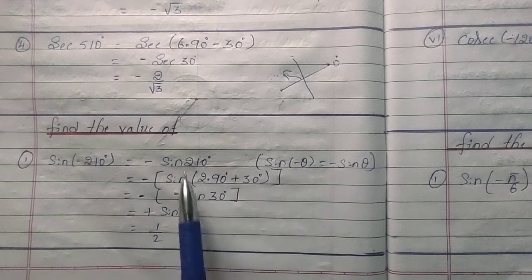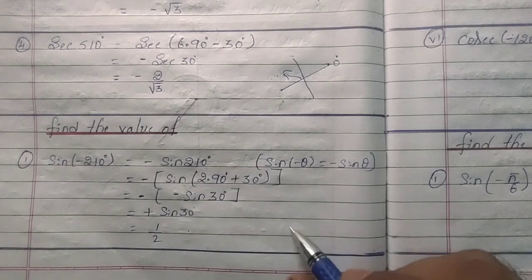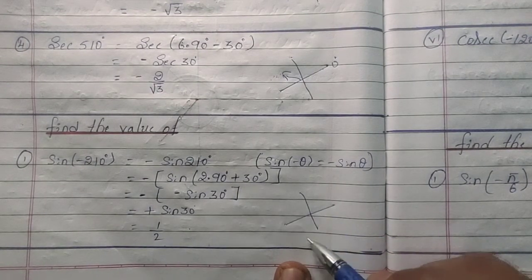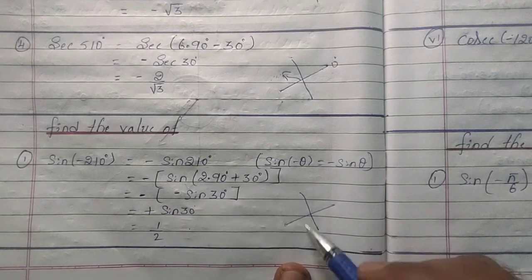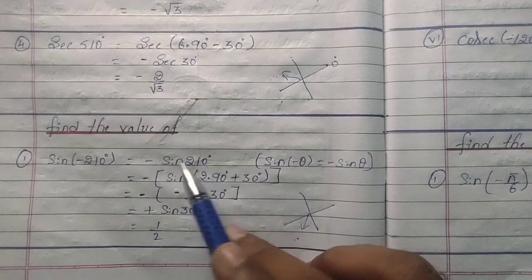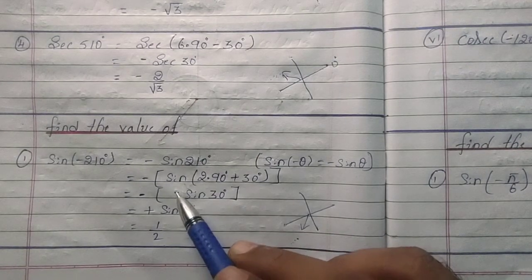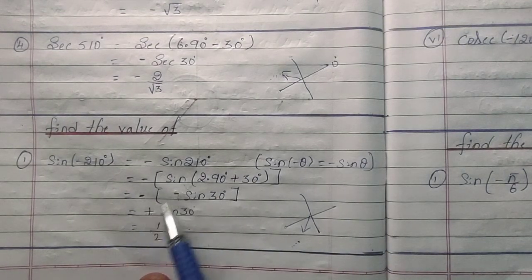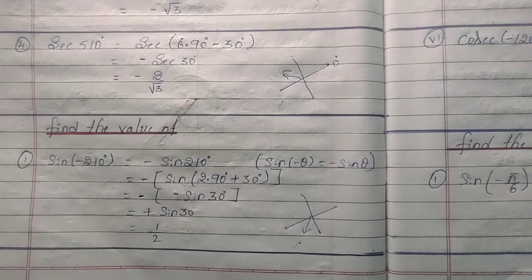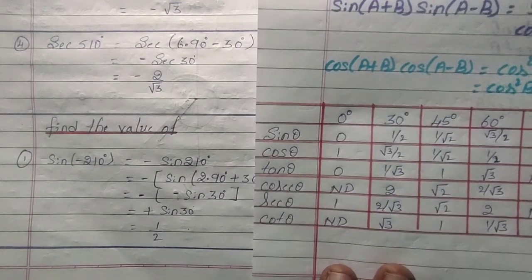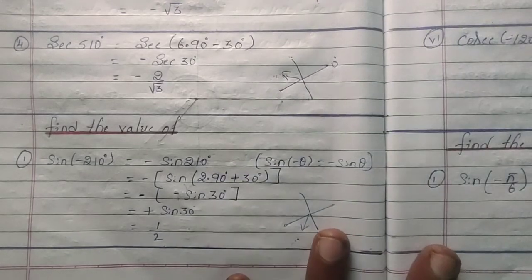Theta is 30. Then 210, in which quadrant does it lie? This is 180, this is 270. Between these, 210 comes. So this is in the third quadrant. Is the sign in the third quadrant positive or negative? The sign is negative. So the result sign is negative. So this minus and this minus become plus sine 30. Plus as it is. Sine 30 value is 1 by 2. Sine 30 degrees is 1 by 2. Okay? Next question.